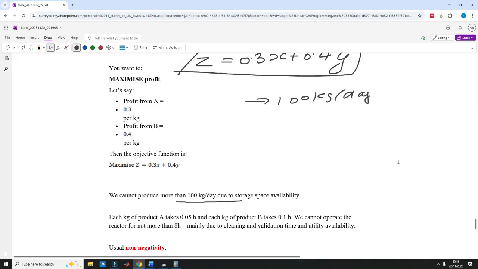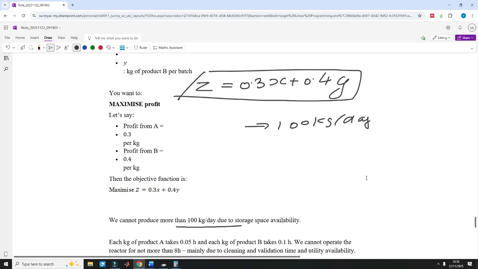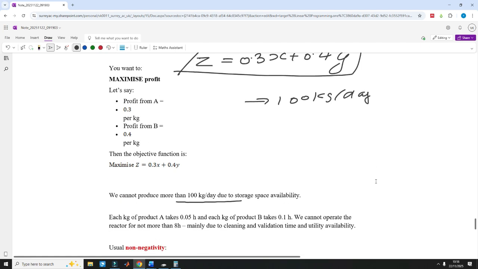And there are a few other conditions with respect to reactor time. So each kg of product A takes 0.05 hours. To produce 1 kg, it takes 0.05 hours, and to produce 1 kg of product B, it takes 0.1 hour. This is something you can call reaction time.